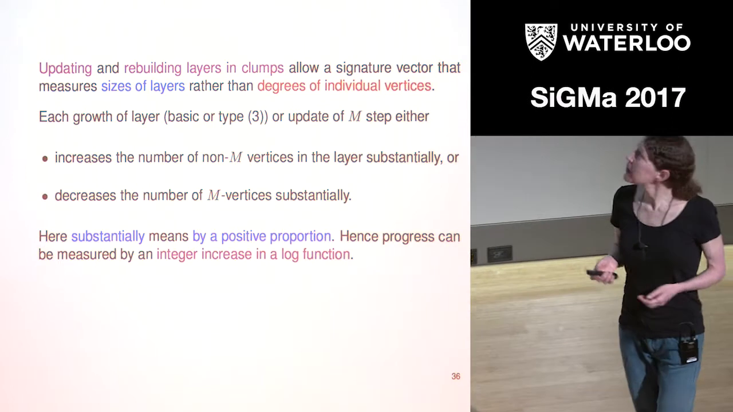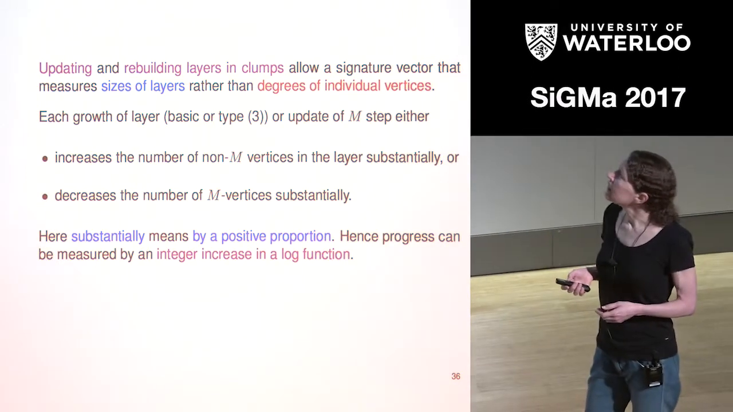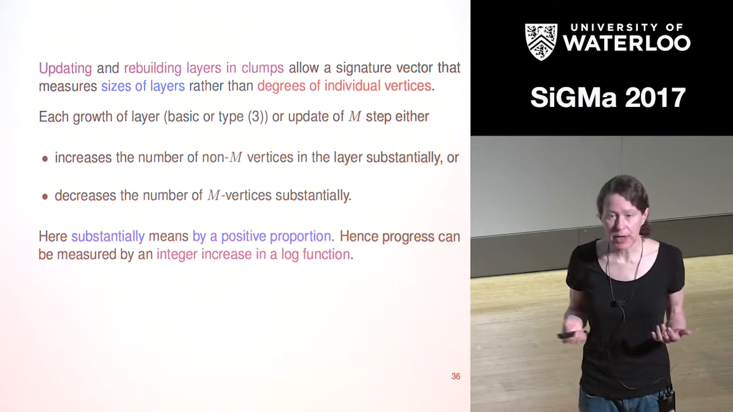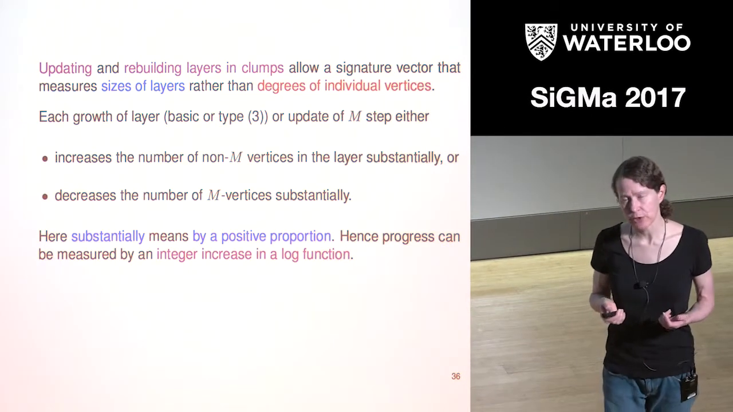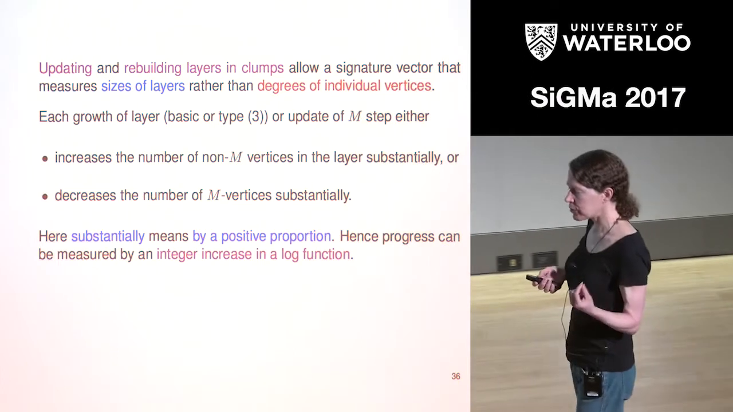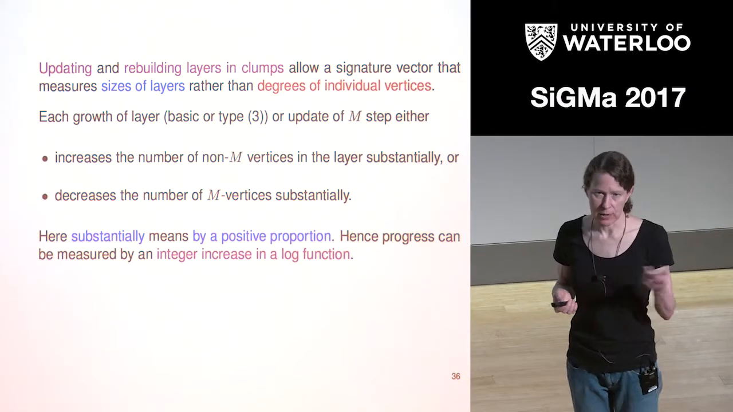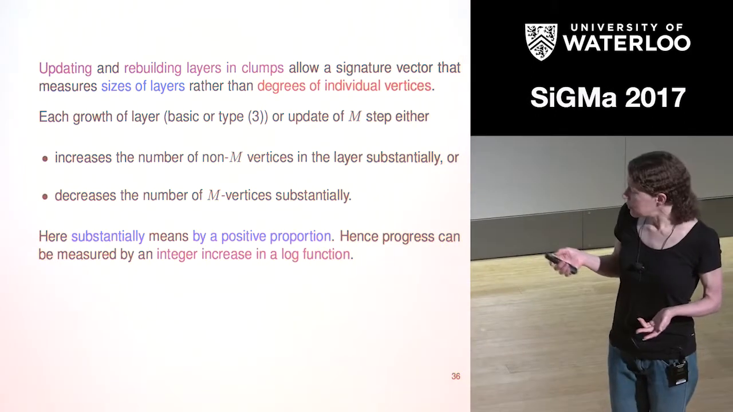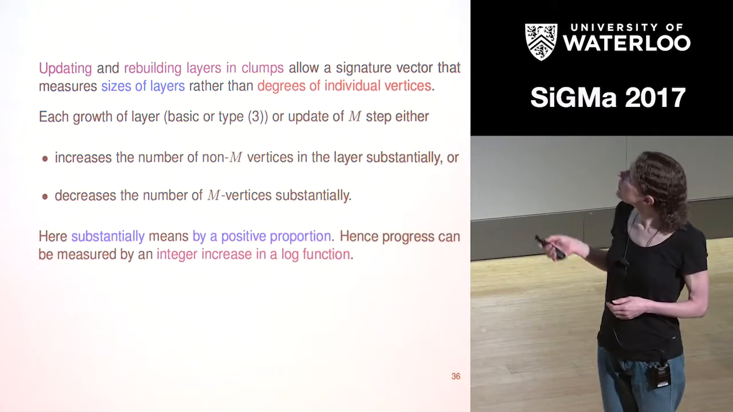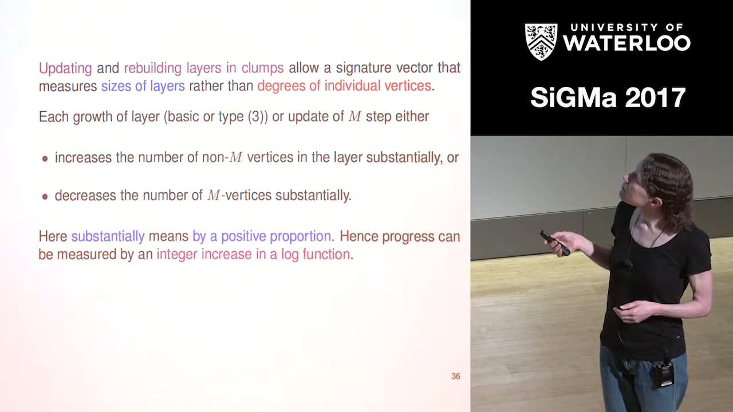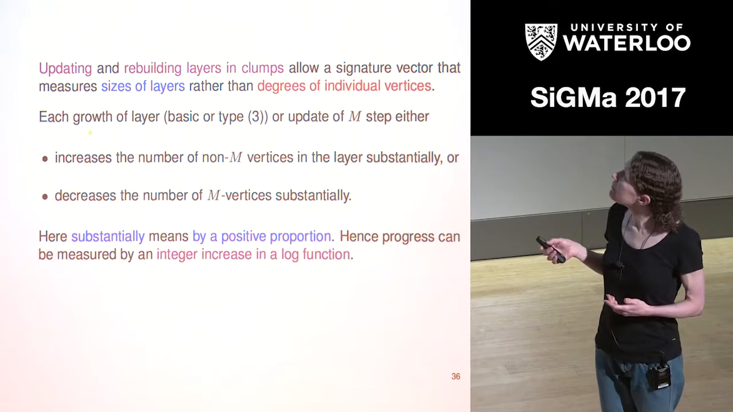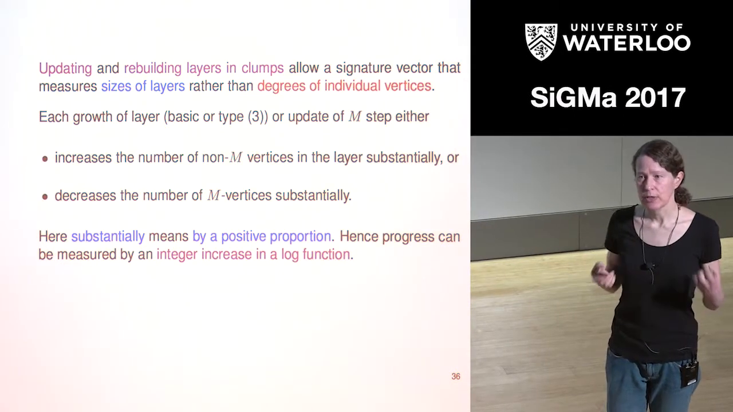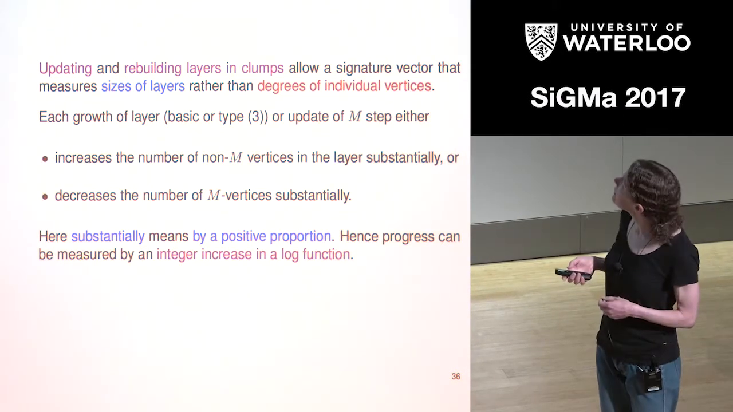Doing the clumping, so the updating in clumps and rebuilding layers in clumps, I will just tell you, allows us to have a different kind of signature vector. The signature vector I showed you before had an entry for every vertex in the tree, or half the number of vertices in the tree. And that's way too many. We don't want to maintain that amount of information, but it turns out that doing these updates in clumps allows us to have a signature vector that instead measures just sizes of layers, instead of individual degrees of vertices.